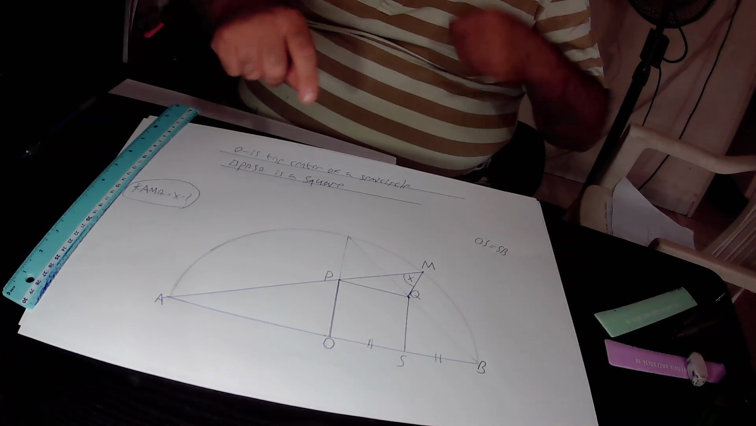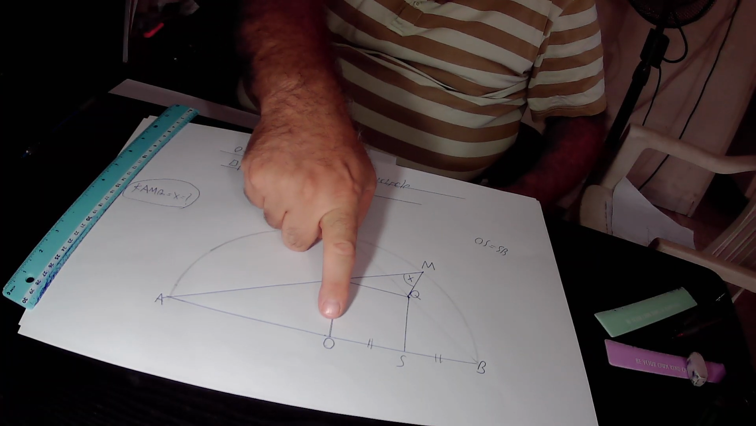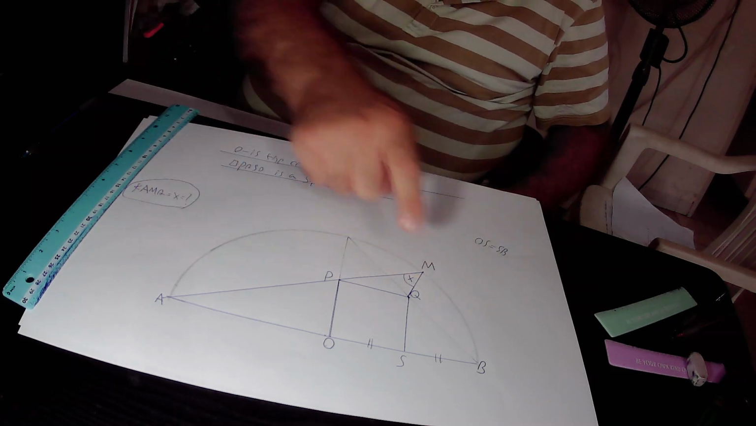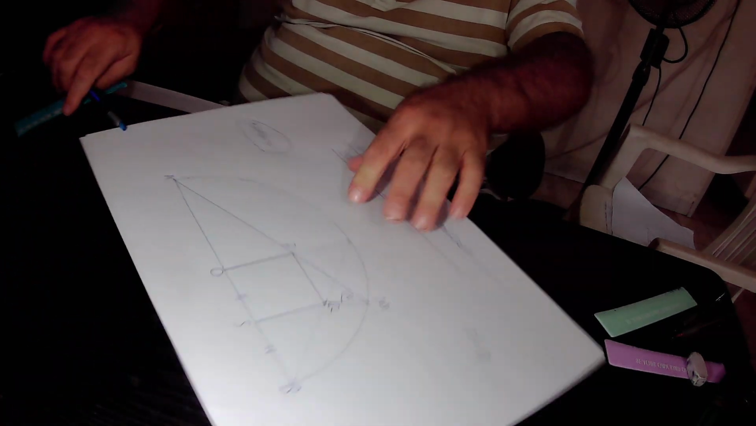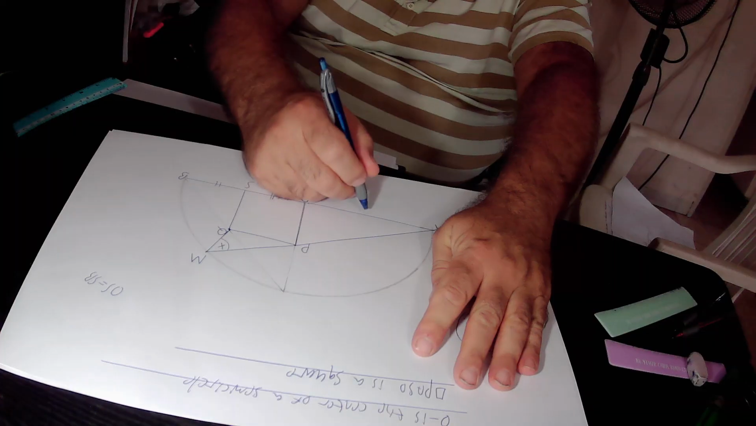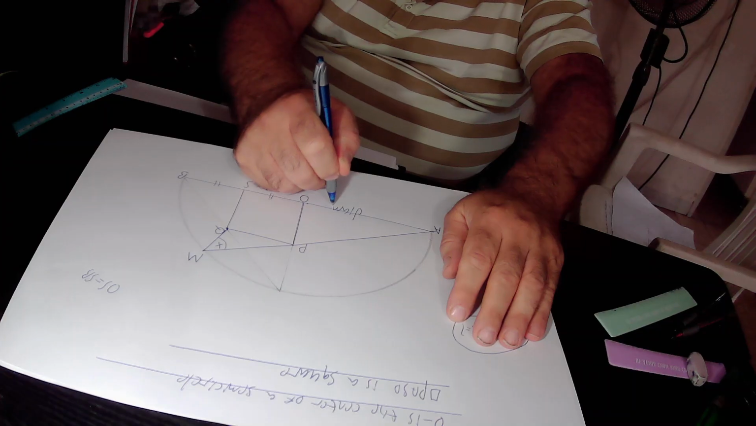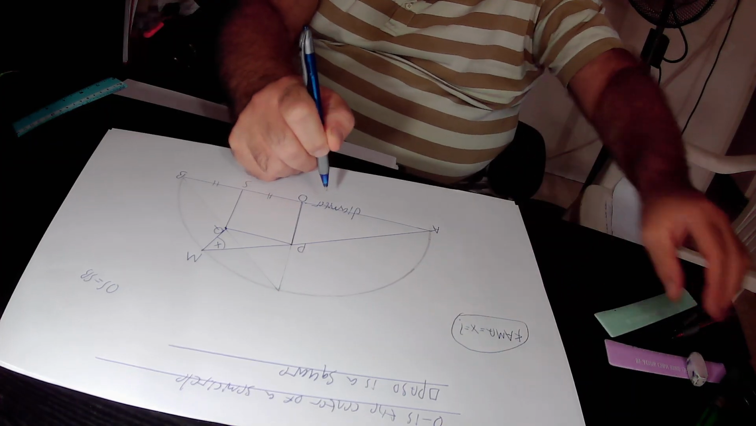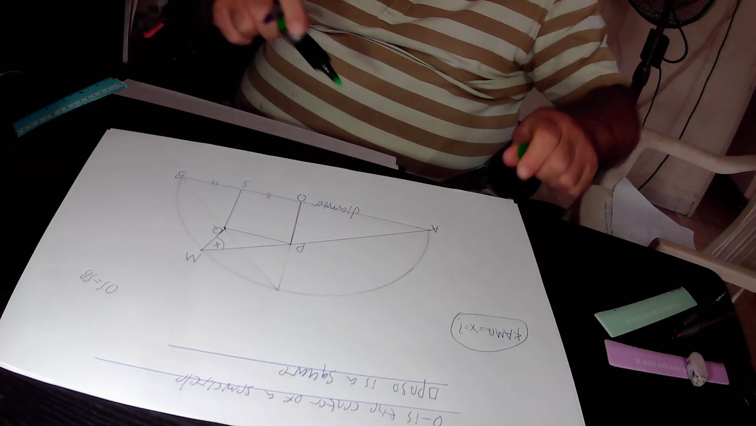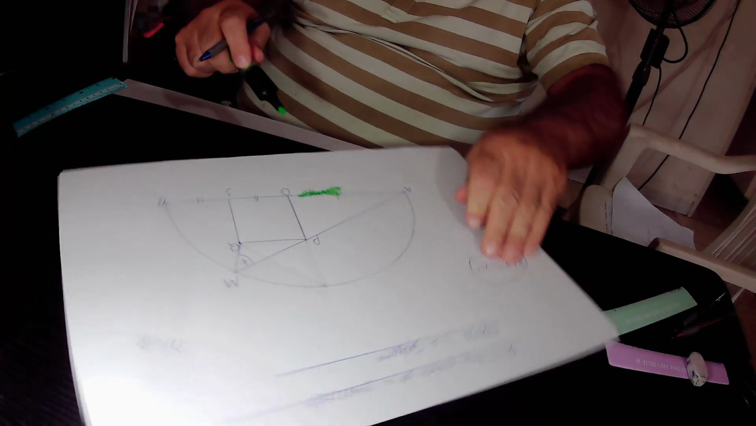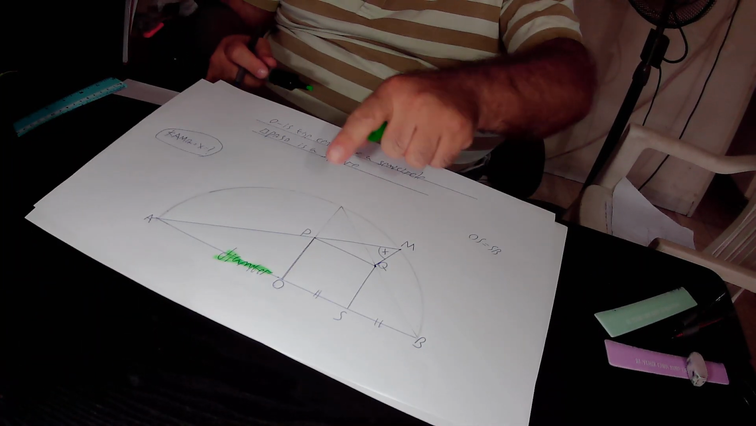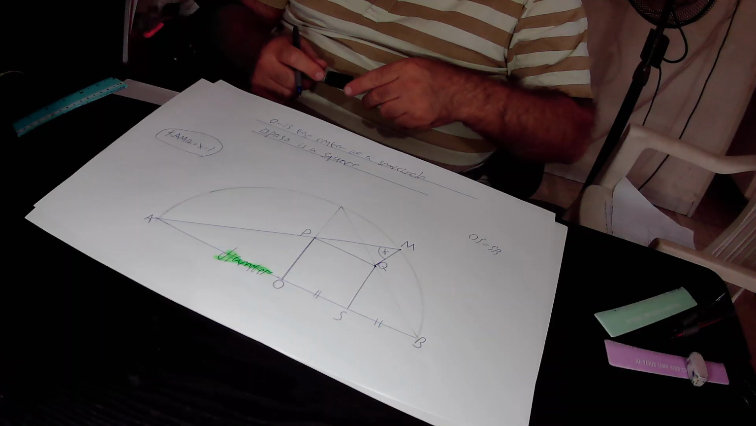In the drawing we have a semicircle. Point O is the center of this semicircle. AB is the diameter of this semicircle. In addition, we know that OS equals SB.